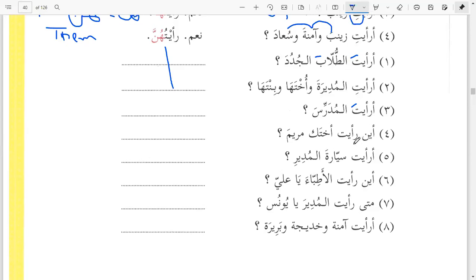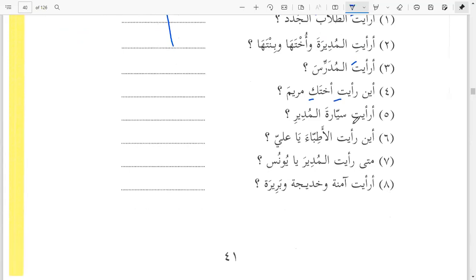The question is: Aina ra'aiti ukhta ki Maryama. Where did you see Maryam's sister? Okay. Ra'aituha fil madrasati. Okay, ra'aytuha fi ghurfatiha, fi madrasatiha. Okay, good.